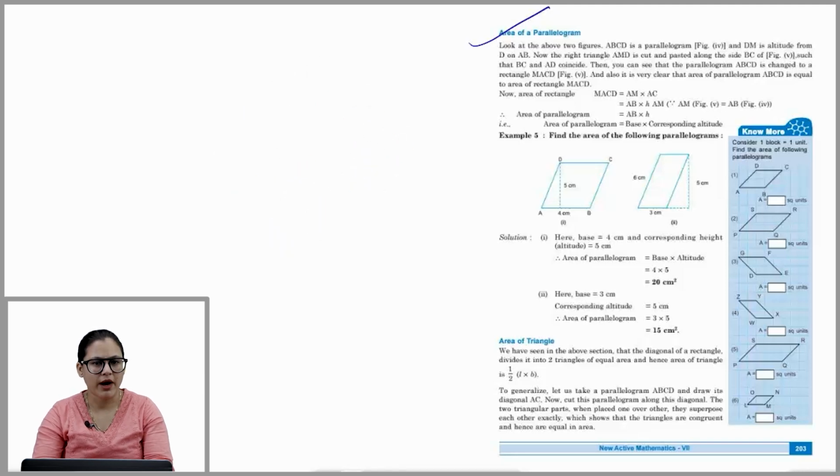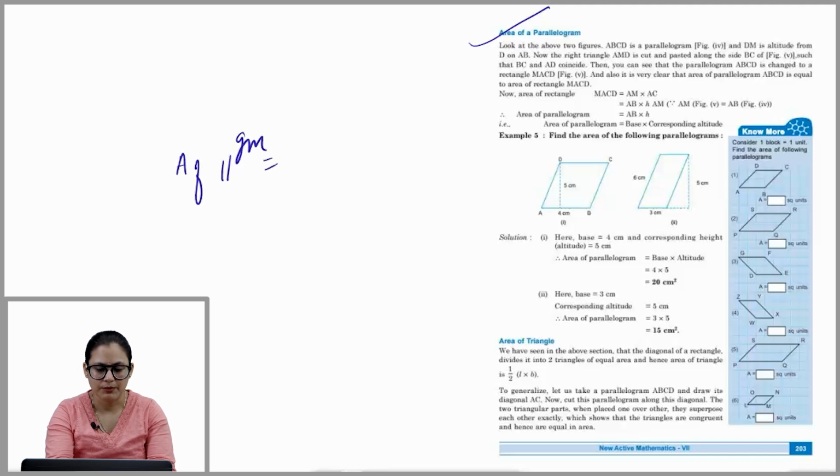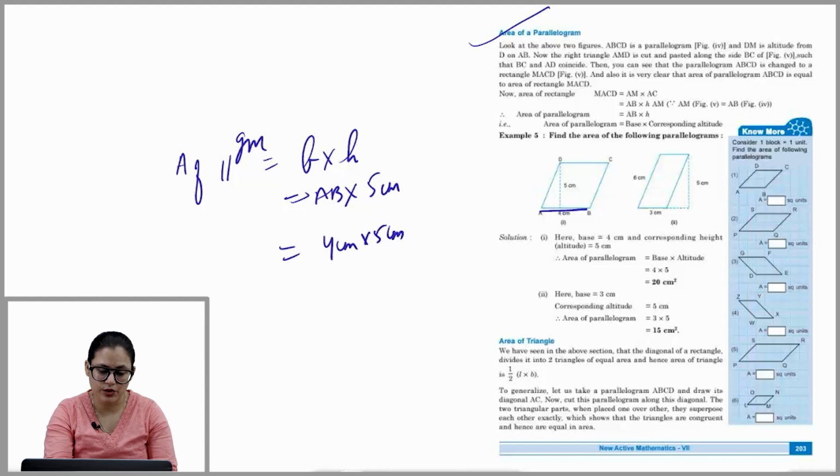Find the area of the following parallelograms. Okay. One part. So area of parallelogram is base into height. So what is the base? This is the base AB. And what is the height? Height is this. This altitude is given here. So this height is 5 centimeter. Base is 4 centimeter into 5 centimeter is equals to 20 centimeters square.